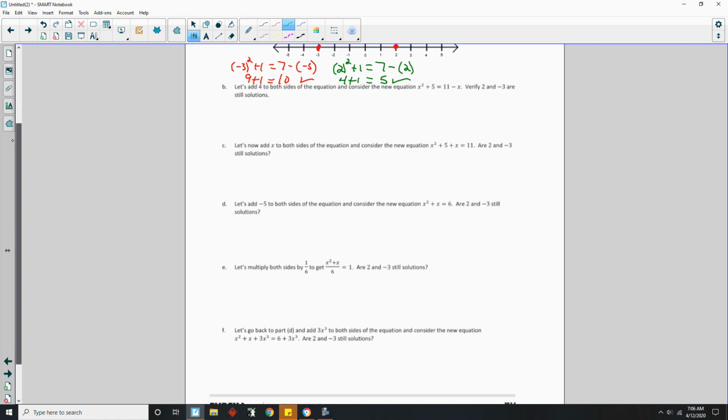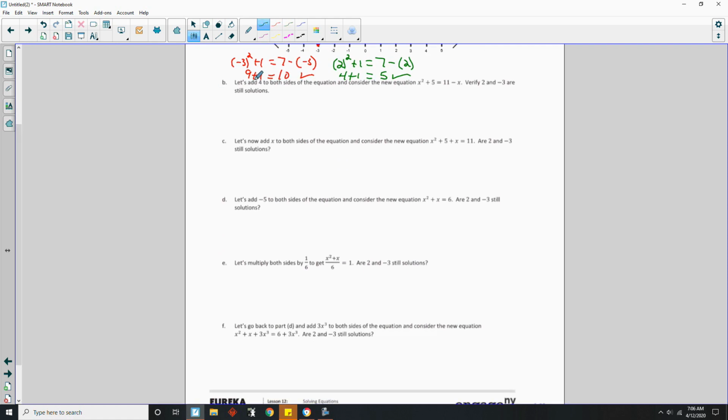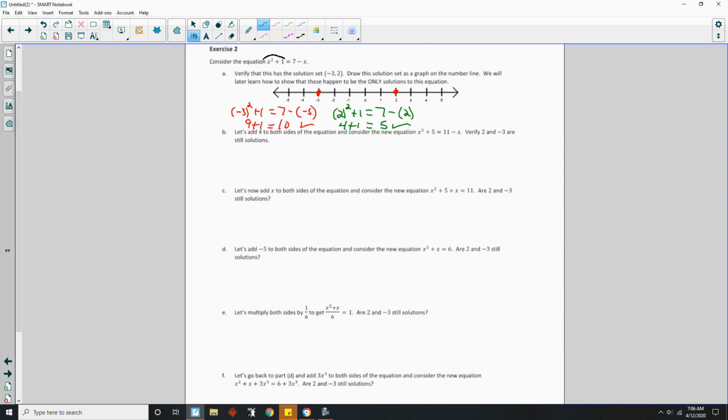Part B. Let's add 4 to both sides of the equation and consider the new equation. So what they have done is they've gone to this equation right here and added 4 to it. If I add a 4 to the left side, 1 plus 4 is 5, so now I have x squared plus 5. If I add 4 to 7, then I get 11. So we've added 4 to both sides. Now we need to verify again, are these two true?